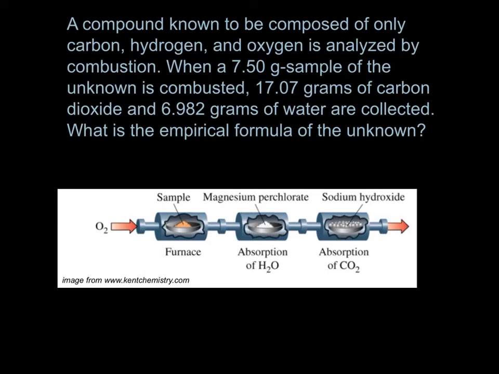To be clear, we're taking an unknown sample and reacting it with oxygen. That's the combustion. The products of that combustion reaction are carbon dioxide and water. And we can collect the water. A lot of times magnesium perchlorate is used as something called a drying agent, and it will absorb the water, and the mass change will tell us how much water we've collected. And then we can use something like sodium hydroxide to absorb the carbon dioxide and determine how much carbon dioxide was formed. On the next slide, I've simplified this problem statement, and we'll see where we can go with it.